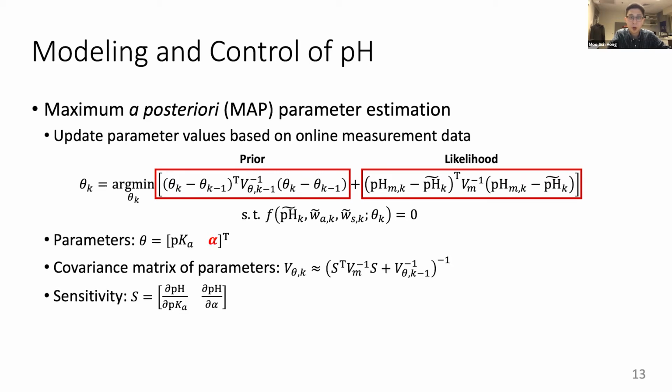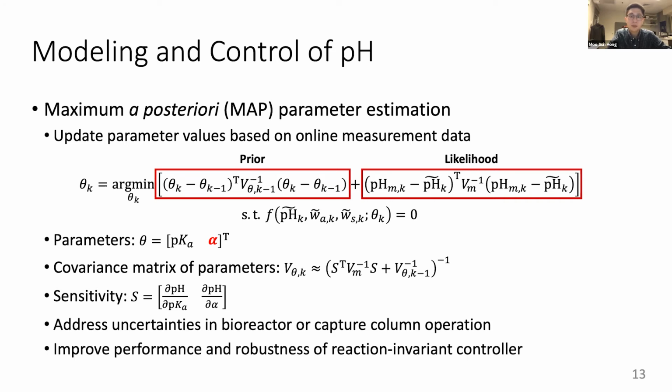The estimated model parameters were the acid dissociation constants and also this term alpha that you see in this equation. Alpha was used as a multiplicative factor for correcting the reaction invariant to deal with a flow bias in the feed stream. And the covariance of the posterior distribution was also updated at each of the time points with the sensitivities of pH with respect to the estimated parameters.